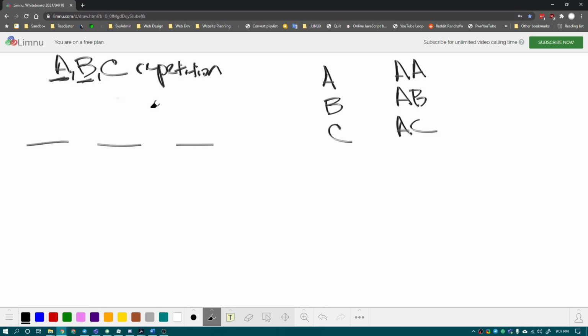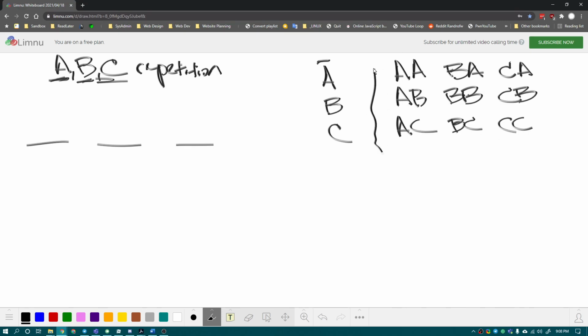Now I'm going to move to my next character, and I'm just going to copy this column. So this is now BA, BB, BC. And finally, with my third character, I have CA, CB, and CC. So this right here is every possibility of 2 characters. But I told you I wanted 3. So what do I do? Well, I just do the same trick, but instead of pulling from this column, I'm pulling from here.